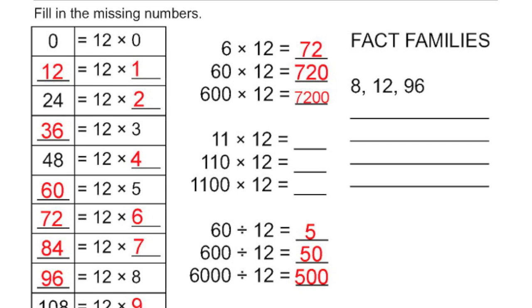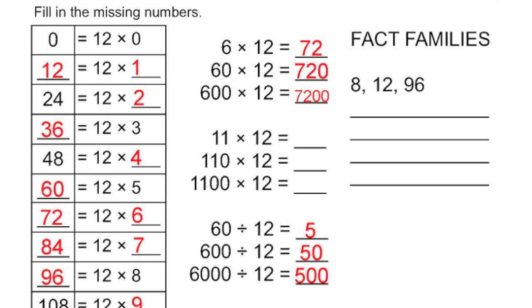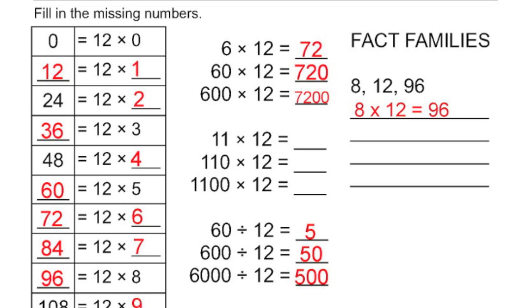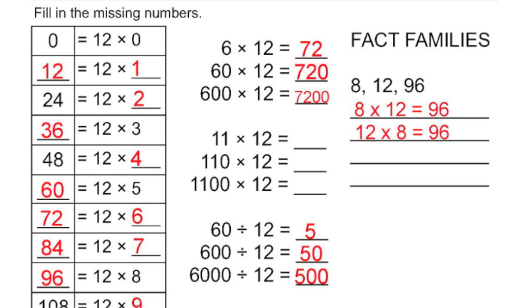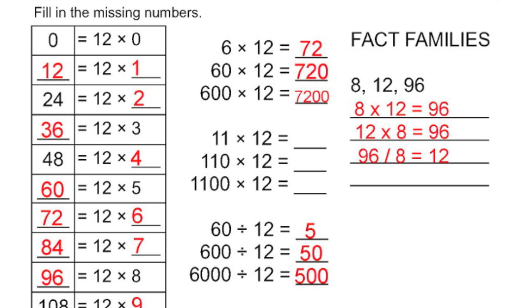Finally, the last thing we're going to do on this page is deal with some fact families. I see 8, 12, and 96. So I'm going to go, okay, easy enough. 8 times 12 equals 96. And 12 times 8 is also equal to 96. Doesn't matter which one goes first. Then I will have my division. So I'm going to work with 96 divided by 8, and that's equal to 12. And 96 divided by 12 is equal to 8.